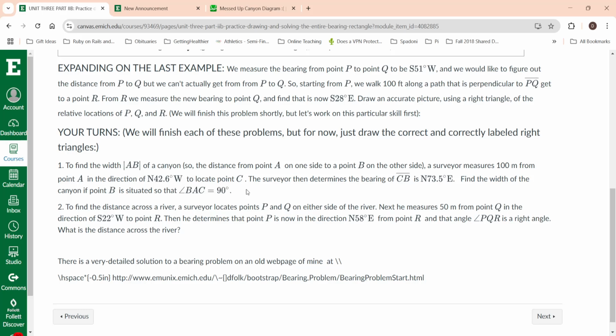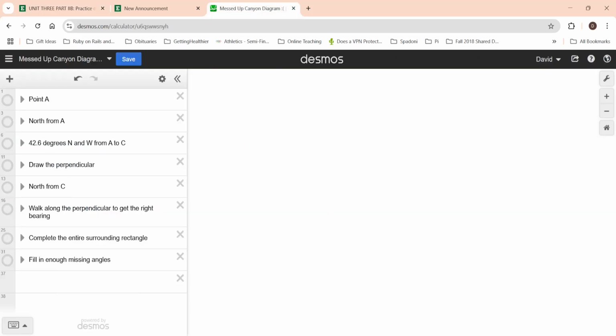And I think the only thing we really have to worry about is trying to remember that BAC is the 90-degree one. So I'm going to go over to Desmos, and I'm going to try to start walking through it. Now, the very first thing they say is that they started at point A, so I just put point A down here. I know that from point A, they said they went north and west to get to point C. Now remember, there's point B we're trying to find the distance to. So there's north, and now I want my 42.6 degrees north and west from A to C.